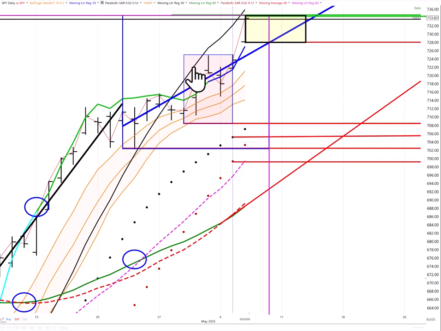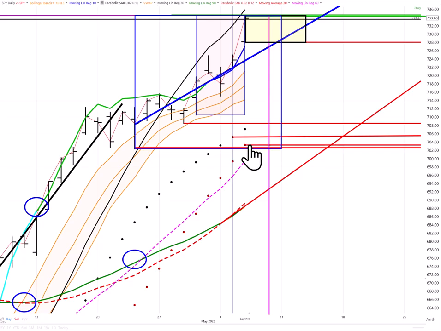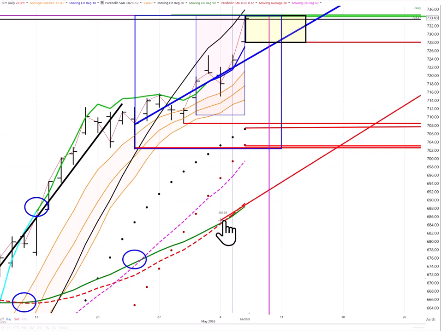Move the 2 to 5 day look back. The 10-day look back. Adjust the 10-period regression. Slide the 10-day low. Adjust the PSAR stop for the RL30. The PSAR stop for the moving RL10. Adjust the 30-period simple moving average.